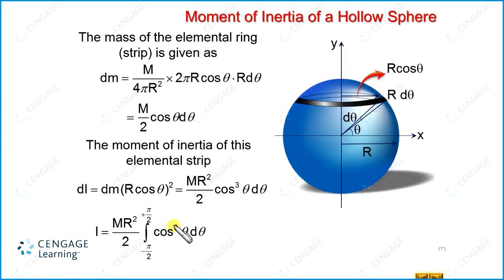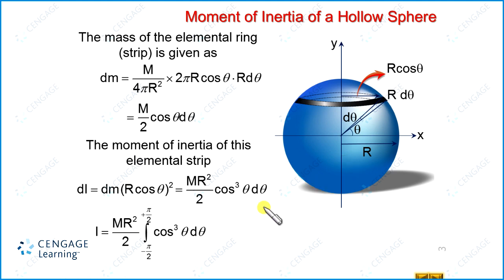right? And we can rearrange this term also for calculating this integral. We will calculate this integral by method of substitution. So for calculating this, we can write cos cube theta equal to cos square theta multiplied by cos theta, right?